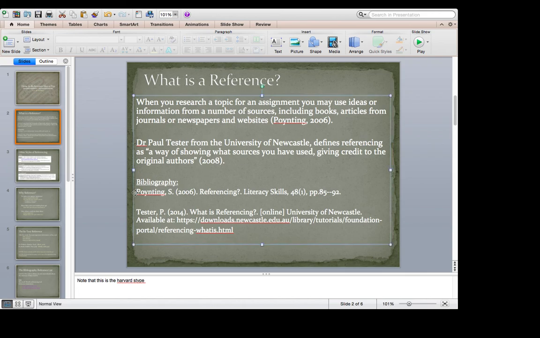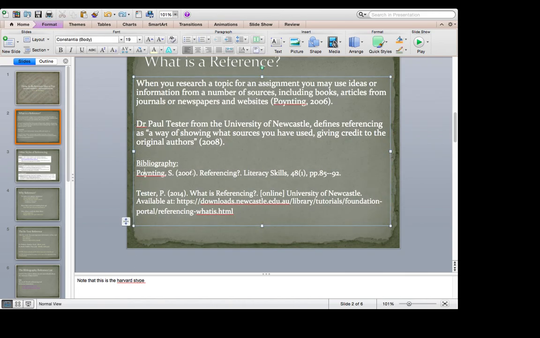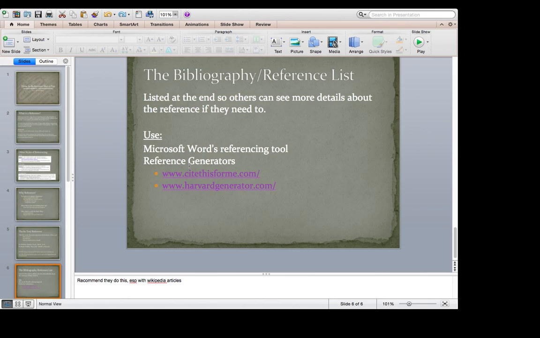You can see this one here. This one here was 2006. I can search for that literacy skills journal, find referencing. It's on pages 45 and 92. It's the 48th article, edition 1. Now, this one, here's the URL there. Okay, so you're ready to start referencing.